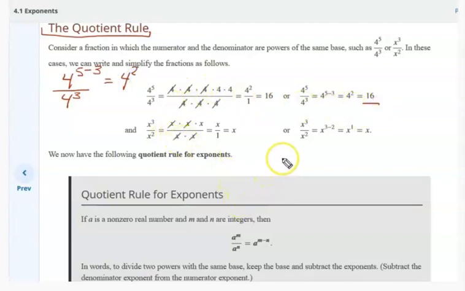So again, the rule is a to the m over a to the n, write this down. The exponent from our denominator comes up, and you get a to the m. As it crosses this division bar, the sign of the exponent changes, and you get the quotient rule.